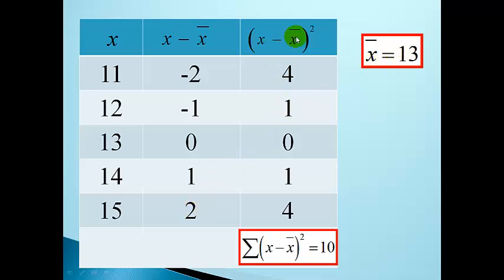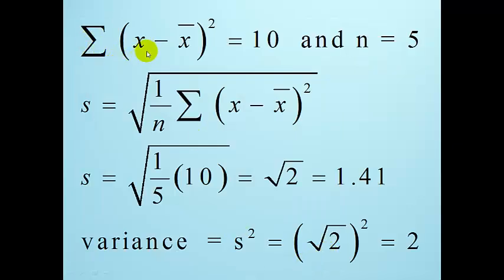Then we have x minus x bar square. It means we have to square all these values. Minus 2 square is 4. Minus 1 square is 1. 0 square is 0. 1 square is 1 and 2 square is 4. Now we have to find the summation of x minus x bar square. So 4 plus 1 plus 1 plus 4 is equal to 10. So summation x minus x bar all square is equal to 10 and n is equal to 5.